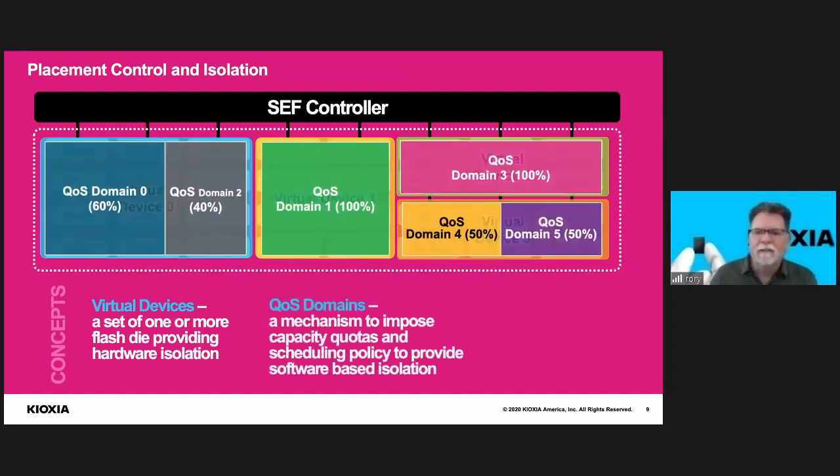The next concept is that of a QoS domain. A QoS domain is a mechanism to impose capacity quotas and provide scheduling policy and software-based isolation. You can have multiple QoS domains sharing a single virtual device. The final notion is that of a placement ID, and this is a mechanism to group data at the superblock level within a QoS domain. It should be noted that QoS domains are the items that are exposed to the system as device nodes.